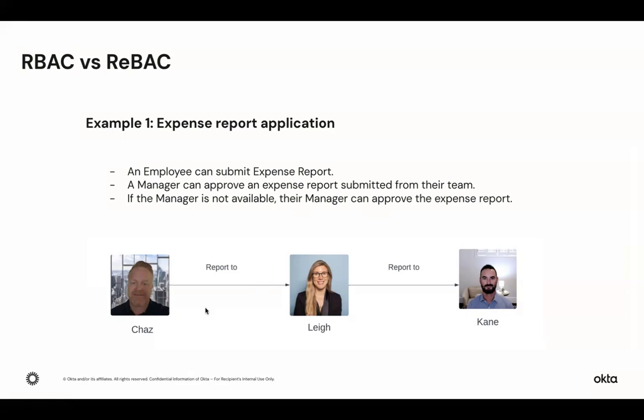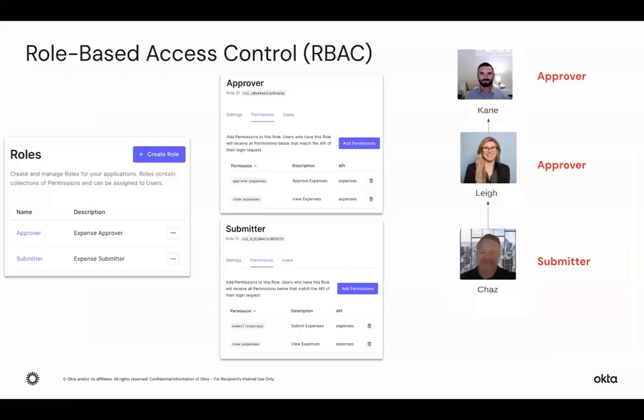So let's see how a developer can solve this authorization model using RBAC and ReBAC. Using RBAC, and in this example I'm actually using Okta CIC, you go on Okta CIC and create two roles, approver and submitter. For the approver, you add some permissions, something like approve expenses, view expenses. For a submitter, you add some other permissions, like they can submit expenses, they can view expenses, and so on. And then basically you have those two roles, and you can assign those roles to the user.